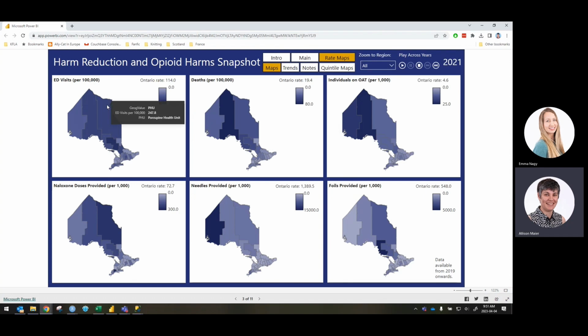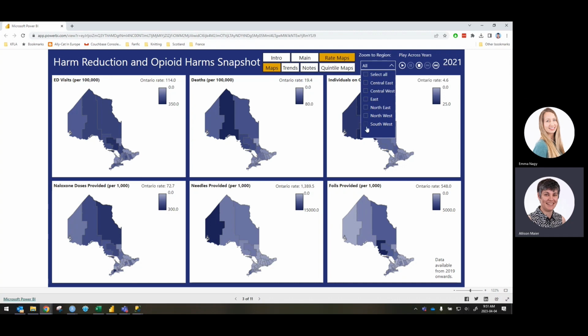In addition to this main page, we have maps pages, which allow you to look more closely at regions and trends across regions. We have maps for both the rates and the quintiles, though I'll just be showing the rates in this. You can look at the whole province, or you can zoom to specific regions. As I know, it can be hard to see detailed public health units and regions in Southern Ontario.